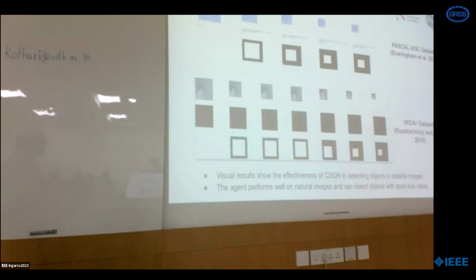Qualitatively, we can see that for Pascal VOC, our method zooms into the regions where the aircrafts are. And for the VEDAI dataset, we found that the agent performs well and can detect objects with good size ratios.